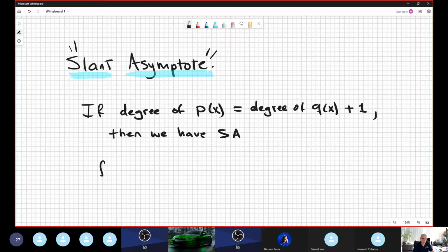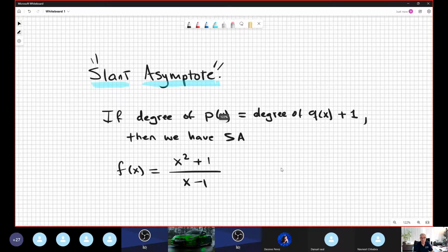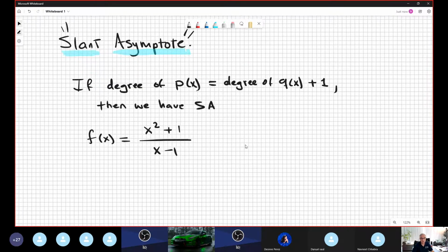Examples clarify everything. f of x is equal to x squared plus 1 divided by x minus 1. Okay? I start my problem. My problem says, well, the degree of the polynomial P is 2, and the degree of the polynomial Q is 1, linear. Therefore, it satisfies perfectly the condition, that is 1 plus 1 is 2.